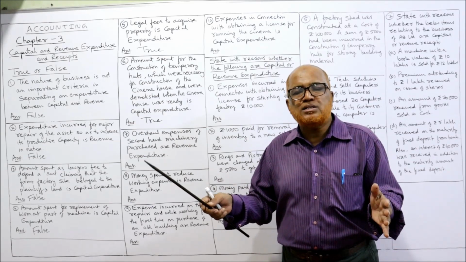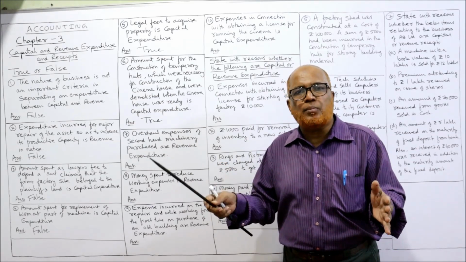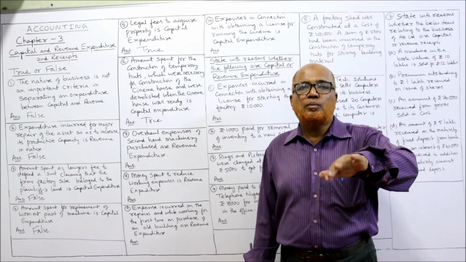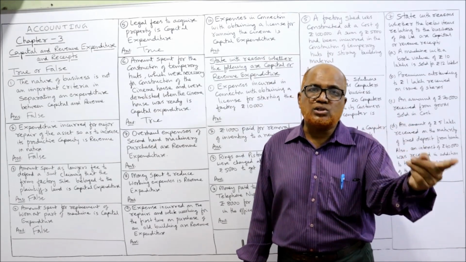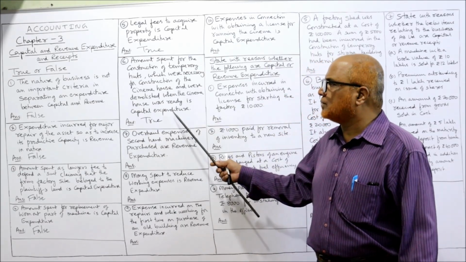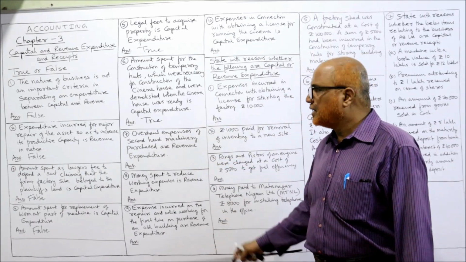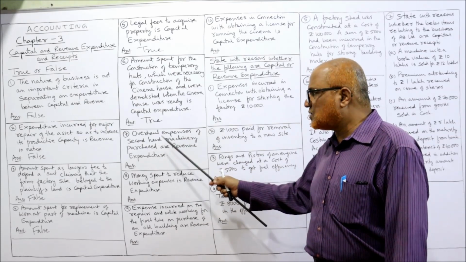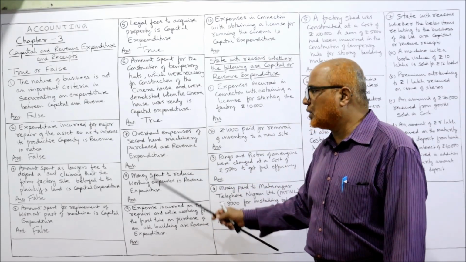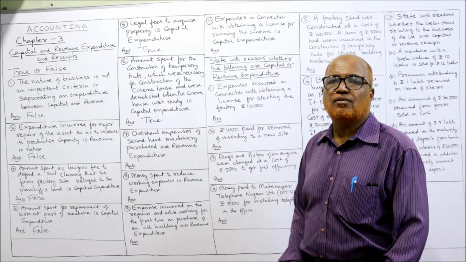So the expenditure incurred on making this temporary hut is a capital expenditure and it should be added to the cost of the cinema house. So it's a capital expenditure. It is true. Next, overhaul expenses of second-hand machinery purchased are revenue expenditure. It is false.